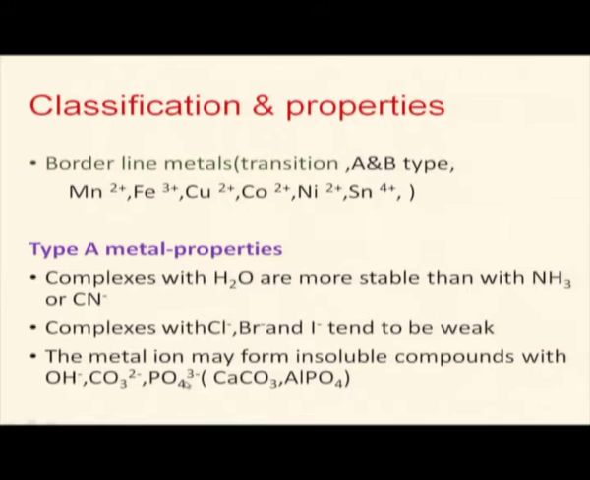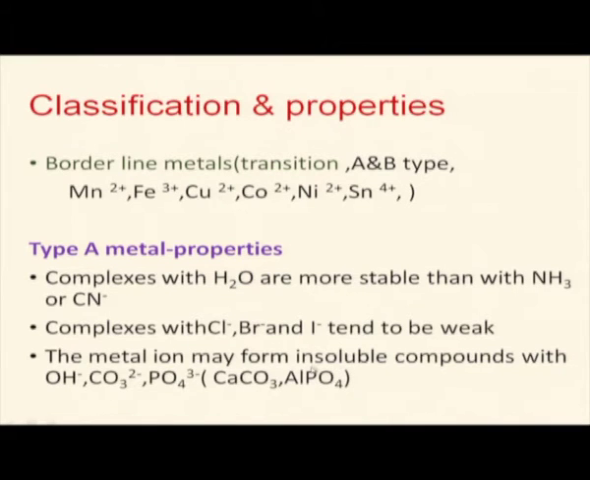This property is also very useful in determining how metals behave. Suppose these type A metals are present and they encounter ligands like hydroxide, carbonate, and phosphate; they will form insoluble compounds. In fact, this property is utilized for the removal of these species. For example, if you want to remove calcium, it can be precipitated as calcium carbonate. That is what happens in water treatment, water softening.